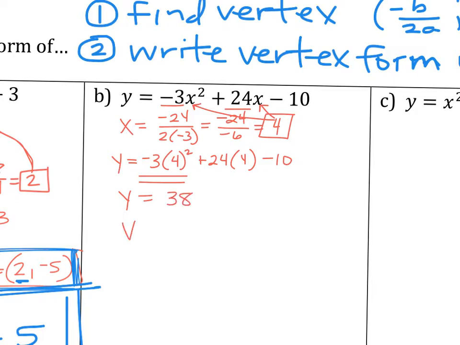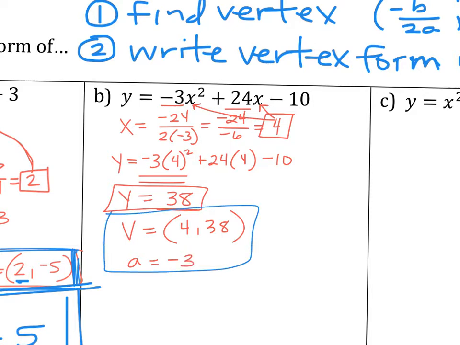That means your vertex is what point? 4, 38, right? Your x and your y that you just found. So you have that vertex. What's your A value? Negative 3. So you're going to take that information and plug it into vertex form.